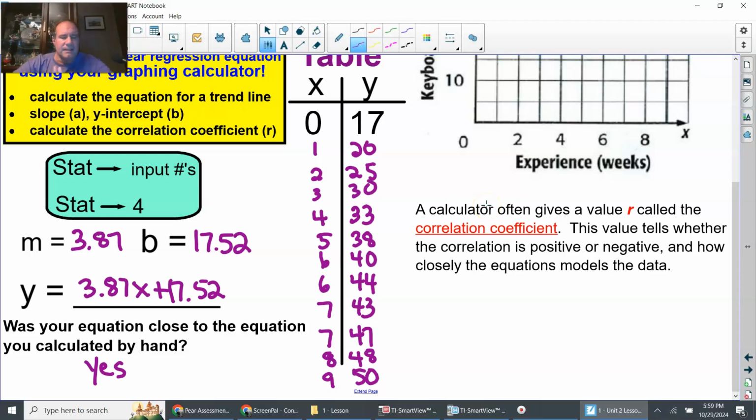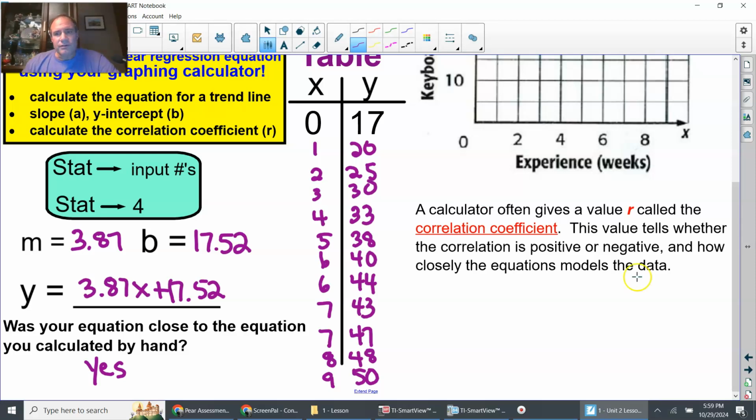So one last thing that I am going to go over with you, the calculator often gives you a value called R. It's called the correlation coefficient. This value tells whether the correlation is positive or negative, and how far the actual point is away from the trend line. That's basically all it does. If it's a positive correlation, that means it's above the trend line. If it's a negative correlation, it's below the trend line. And it really just tells you how close the equation models the data.